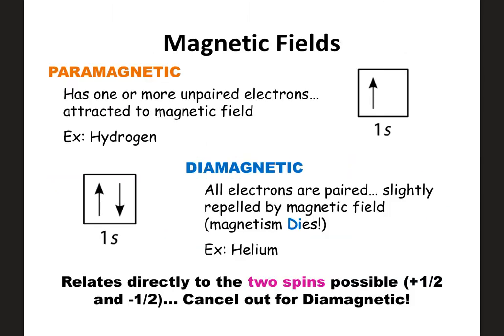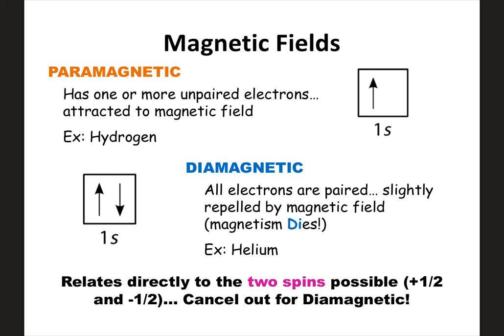Some new terms here for AP that we need to be concerned about: paramagnetic and diamagnetic. If something is paramagnetic, that would be when it is attracted to a magnetic field because it has one or more unpaired electrons. Something like hydrogen has an unpaired electron, so we say that would be paramagnetic. Diamagnetic is when all the electrons are paired, so they're only slightly repelled by the magnetic field. Essentially, magnetism dies because the electrons are paired. So that's how you remember diamagnetic. Magnetism dies because they're all paired.